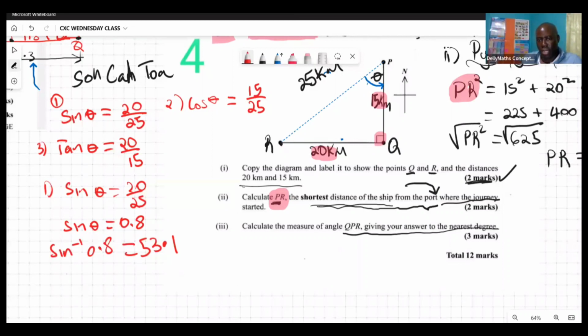So let me write the answer now. Angle QPR equals 53. Because remember, they did say to the nearest degree. So when they do that, don't just give what you want. Yes, we get 53.1, but they want the nearest degree. It's 53 flat you have to give.